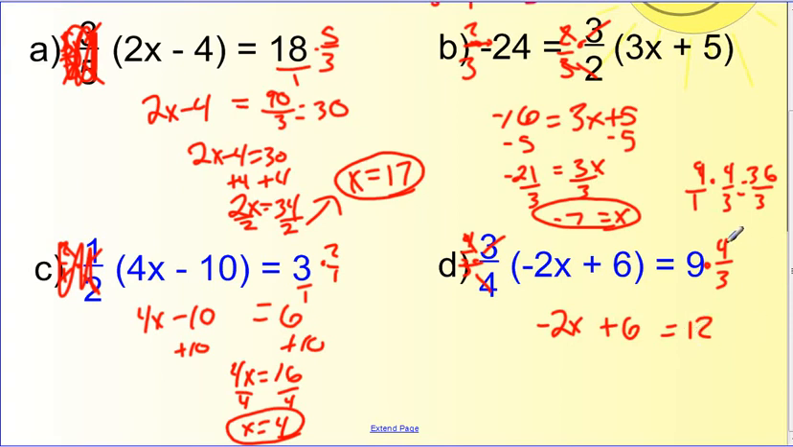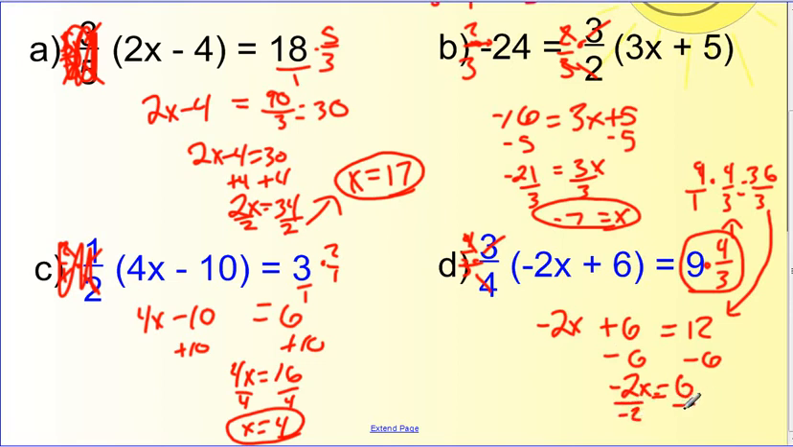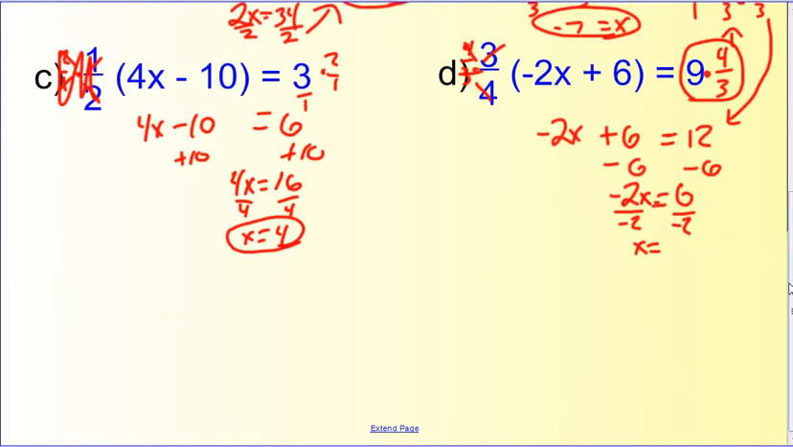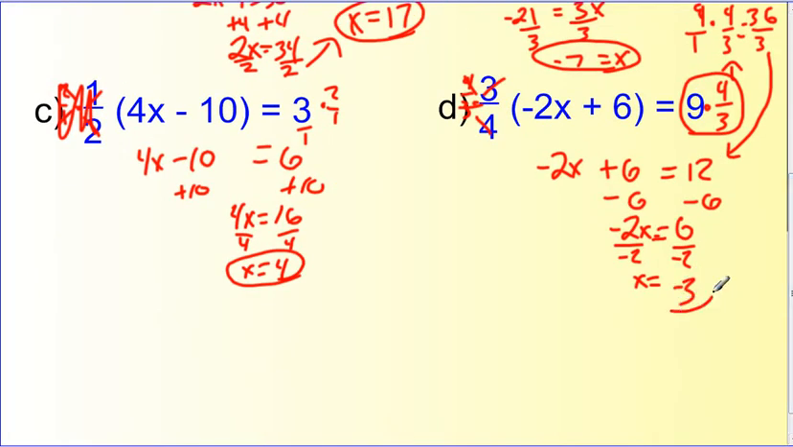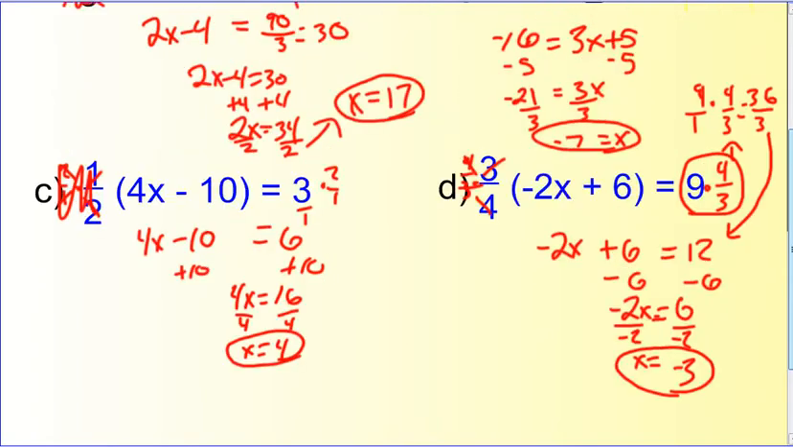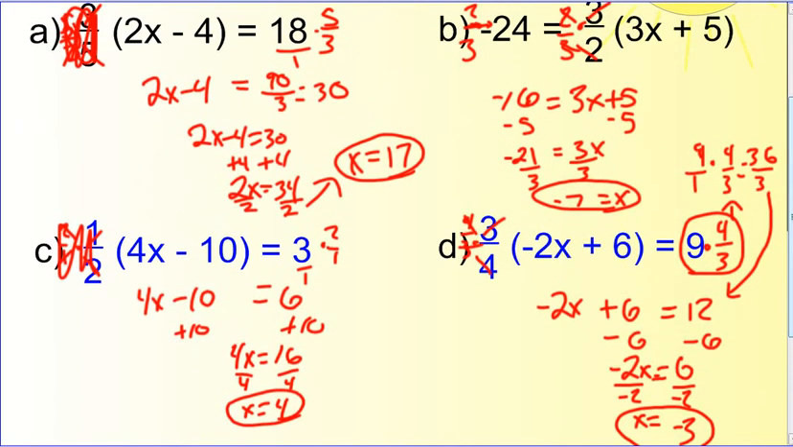So now we have this math is there, and the answer simplified is there. Okay, now we got a two-step. We're going to get rid of the add and subtract, so I minus 6. Minus 6, we get negative 2x equals, that gives us 6. Divide by negative 2, divide by negative 2, and x equals negative 3. There we go.